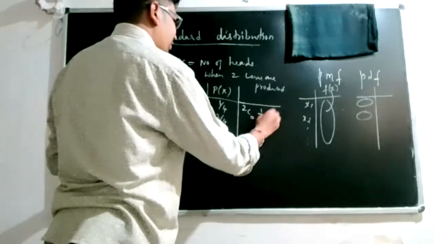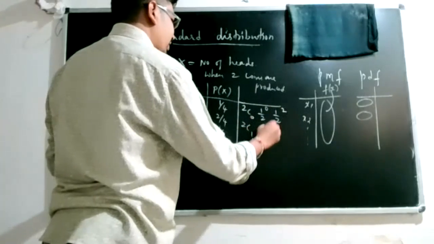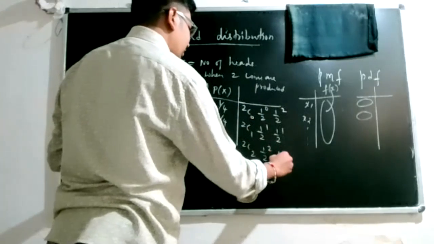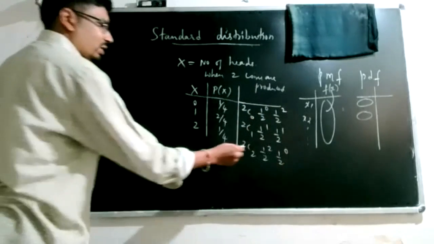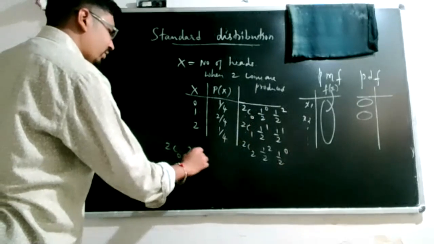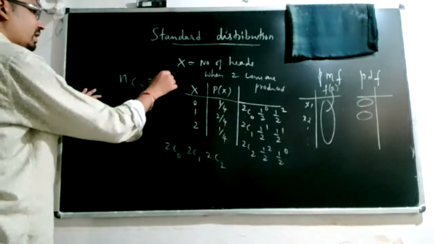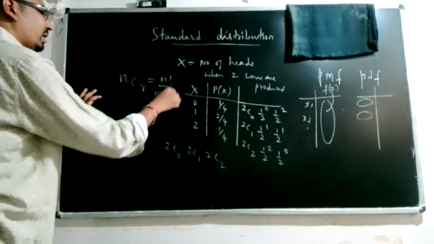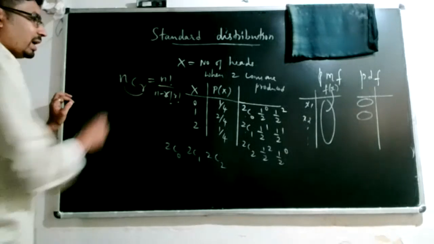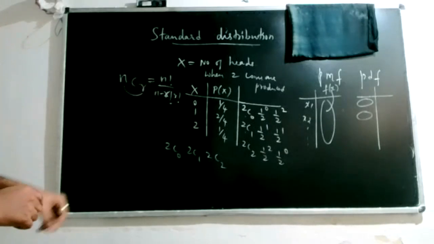2C0 half to the power of 0 half to the power of 2. 2C1 half to the power of 1 half to the power of 1. 2C2 half to the power of 2 half to the power of 0. So this 2C2 is actually telling you the number of ways. So these are just the combinations. You're familiar with this concept nCr, which is n factorial by (n minus r) factorial into r factorial. That is choosing r items out of n. So that could be done in nCr ways.